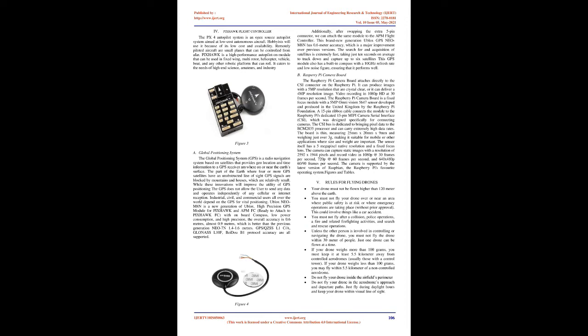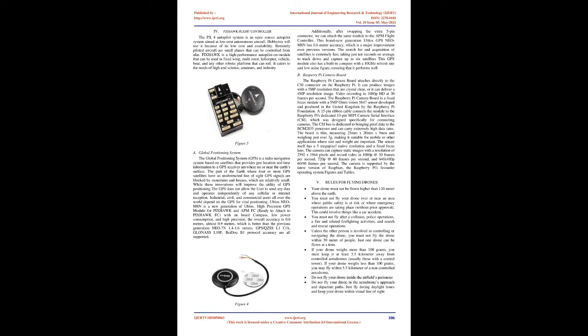While these innovations will improve the utility of GPS positioning, the GPS does not allow the user to send any data and operates independently of any cellular or internet reception. Industrial, civil, and commercial users all over the world depend on the GPS for vital positioning. U-blox Neo M8N is a new generation of U-blox high-precision GPS module for Pixhawk and APM-FC, ready to attach to Pixhawk FC, with onboard compass, low power consumption, and high precision. The overall accuracy is 0.6 meters, almost 0.9 meters, which is better than the previous generation Neo 7N at 1.4 to 1.6 meters.